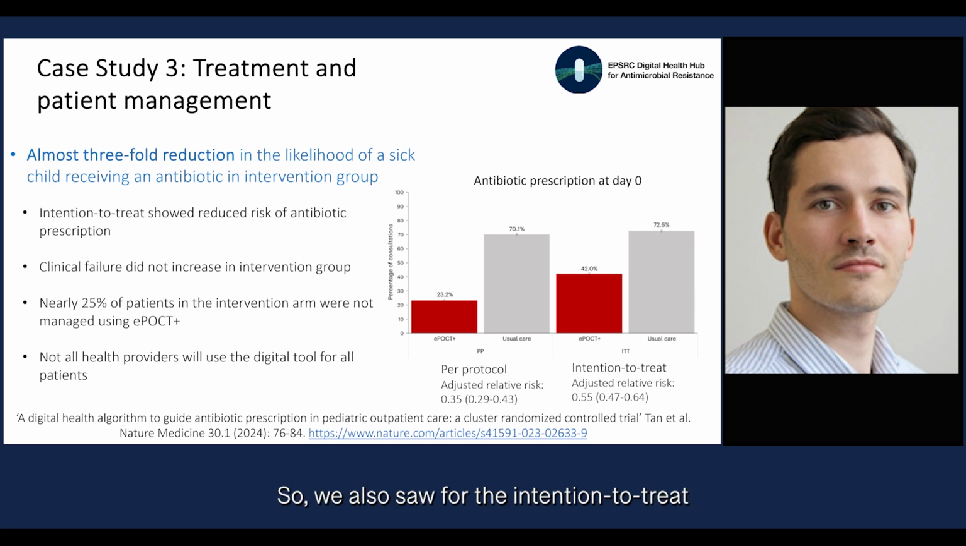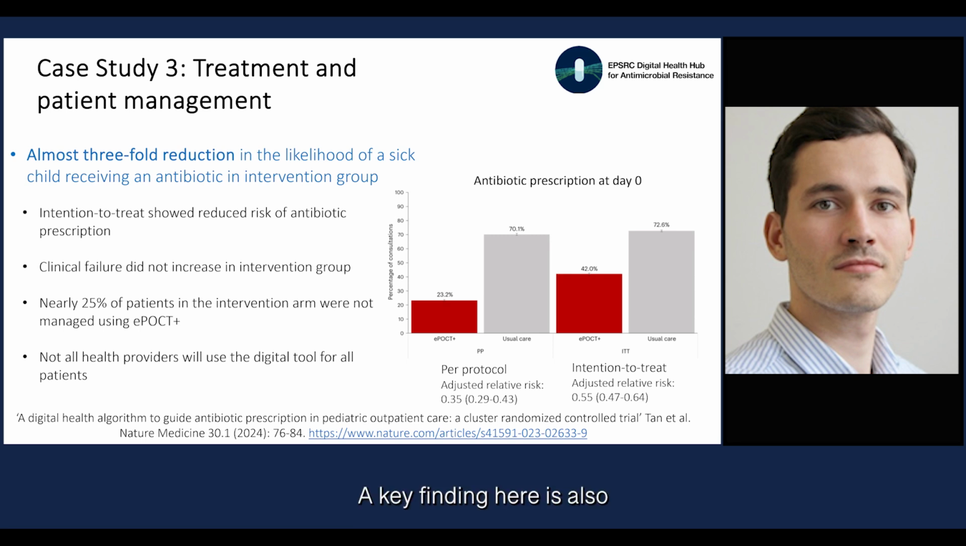So we also saw for the intention to treat, where everybody who was not treated per protocol, so individuals who were not treated using the electronic algorithm, if we assume that they have also been given antibiotics, a bit of a conservative estimation here, the intention to treat analysis also showed a reduction in the likelihood of antibiotics being prescribed, which we can see on the right-hand side here, where 42% of individuals were prescribed antibiotics compared to 73%. Clinical failure at day 7 did not increase in the intervention group despite a reduction in antibiotic prescription.